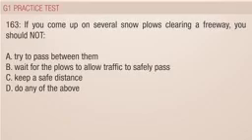Question 163. If you come up on several snow plows clearing a freeway, you should not: A. Try to pass between them. B. Wait for the plows to allow traffic to safely pass. C. Keep a safe distance. D. Do any of the above.